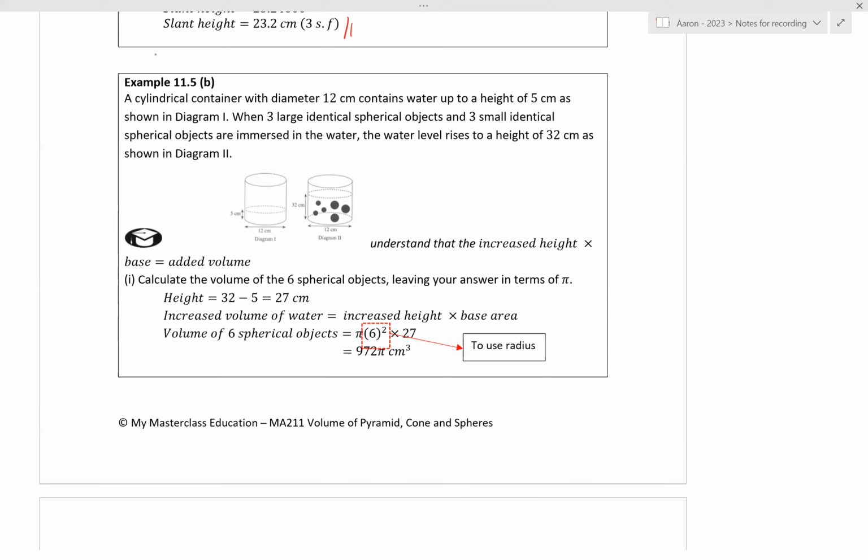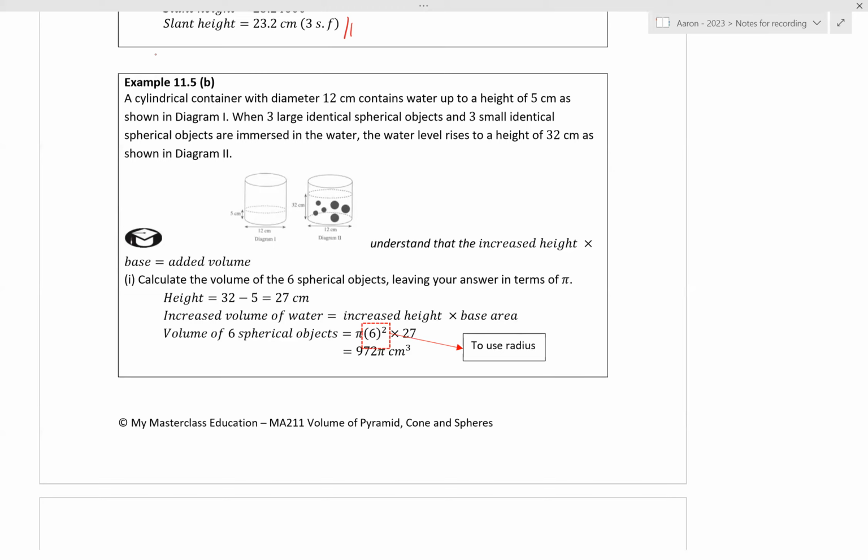rise. So what you need to take away and understand is that this rise in the cup of water, that additional increase in volume, this volume is the volume of the ice that I've added. So this is the concept that we'll be applying into this question itself.